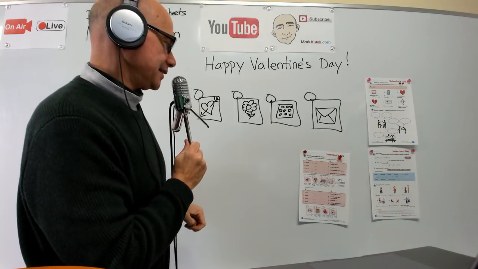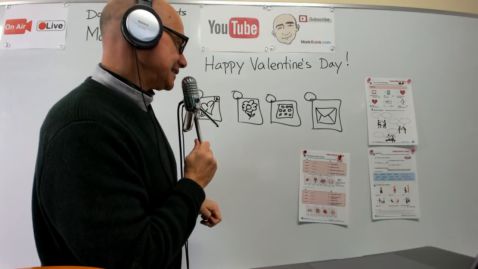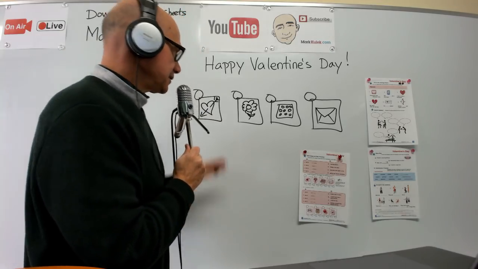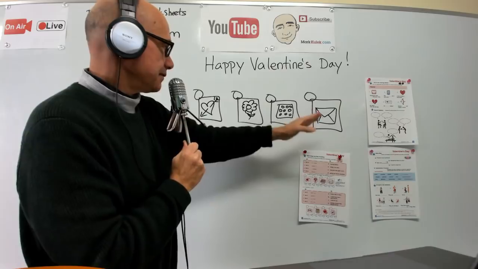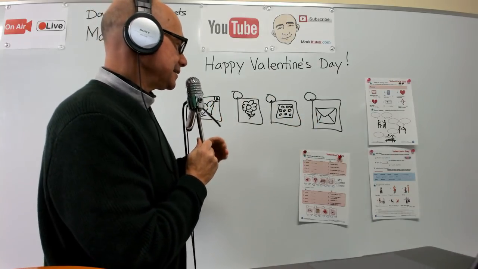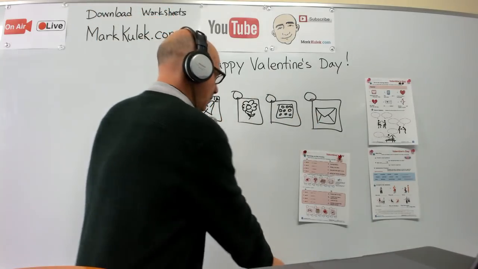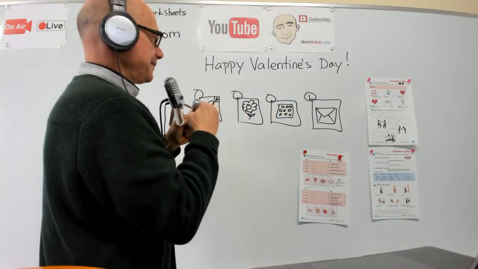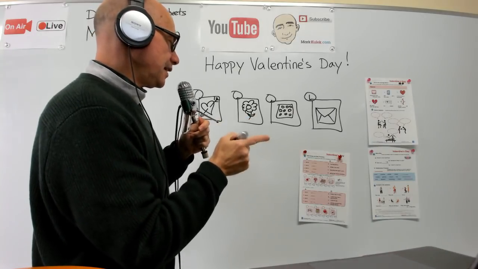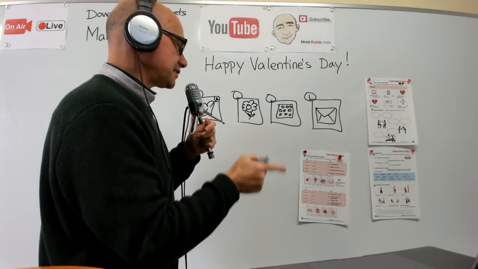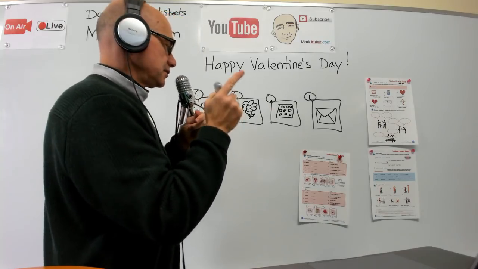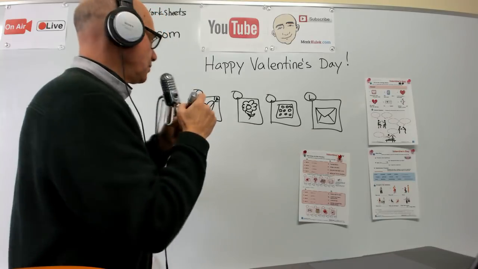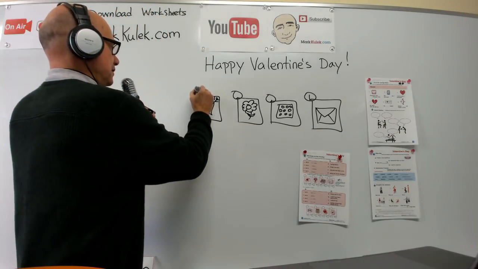Number 1, love is finding a love letter. So which one is 1, okay? Love is finding a love letter. It's like, oh! Here's 1 right here. Okay? 2. Love is being shot with Cupid's arrow. Oh, that's this one. So here we have 2.